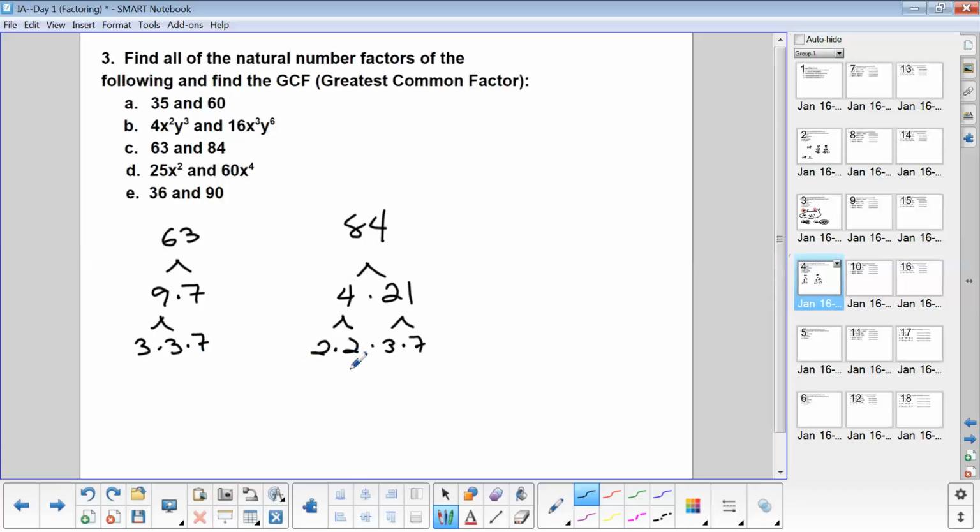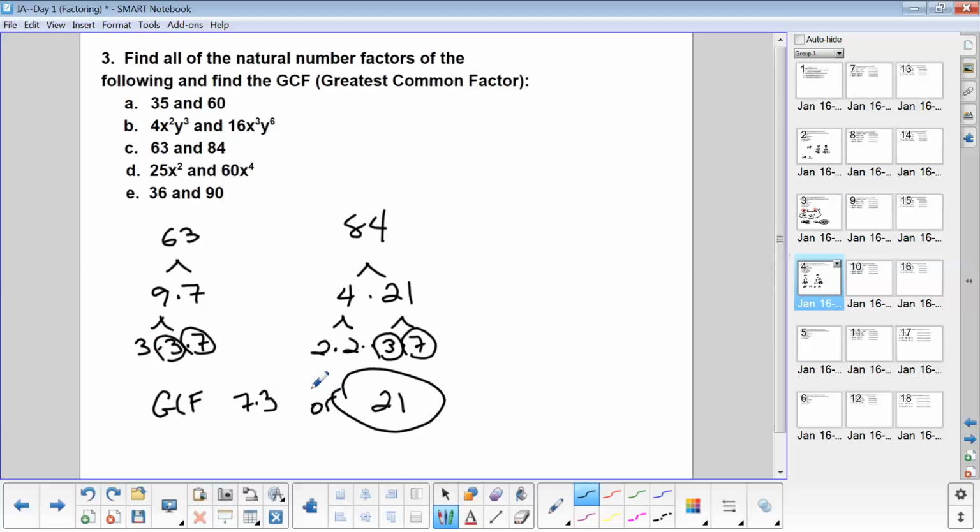All right, so be careful here. You see they have a 7, right? But you also see they have a 3. That means your GCF, since all of these are being multiplied, correct, is 7 times 3, or 21. The greatest common factor of 63 and 84 would be 21.